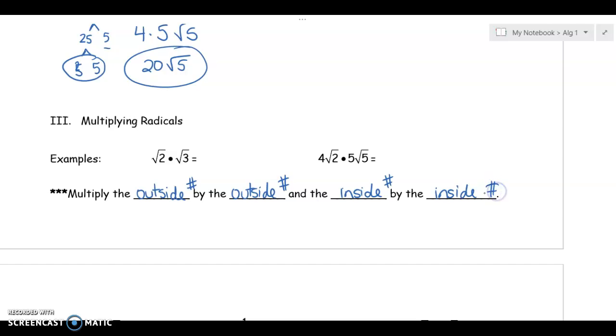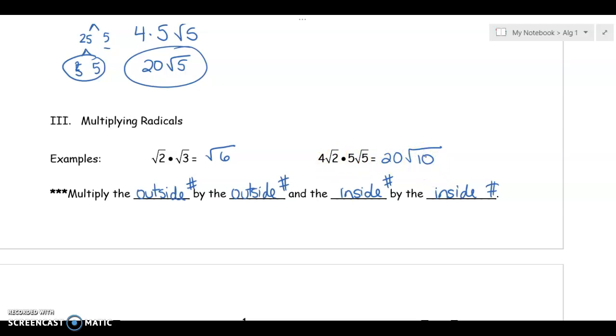So you're going to multiply outside numbers together and inside numbers together. So when you have something like square root of 2 times square root of 3, those are both inside the radicals. You multiply those together. 2 times 3, you get 6. When it comes to something like this, outside numbers, 4 times 5 will be 20, and that stays outside. And then you multiply the numbers underneath. 2 times 5, you get 10.